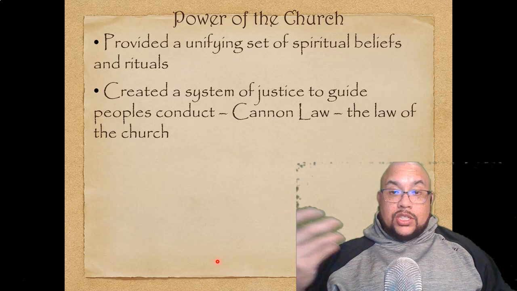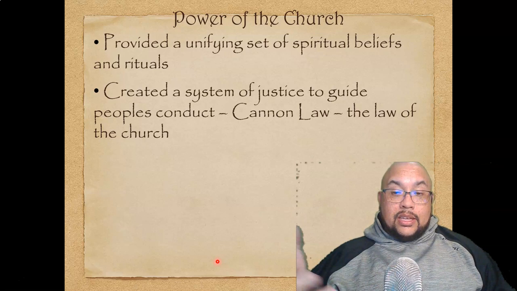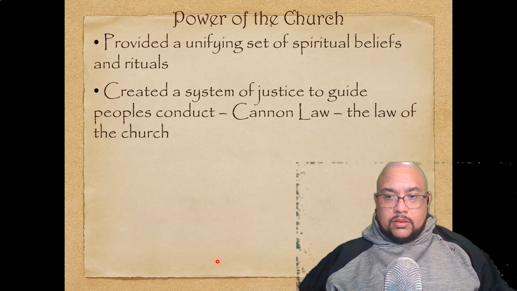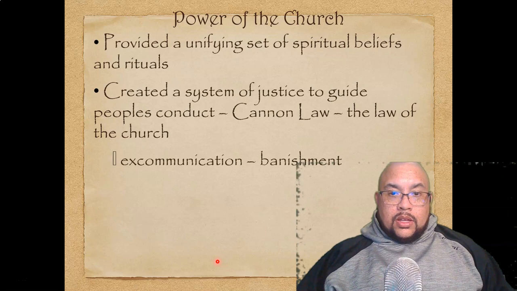Remember we talked about unwritten laws during the early Middle Ages. In the high Middle Ages, you have laws that are based on the Catholic faith. They're called canon law. So it's the law of the church. So this allows the church to become incredibly powerful.